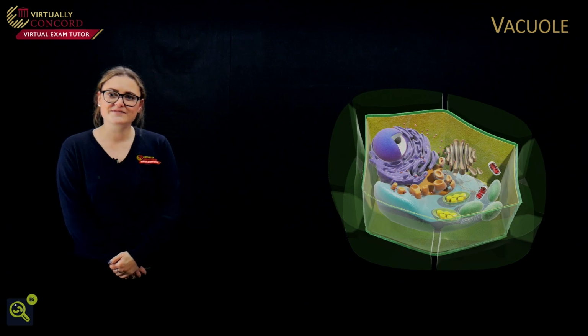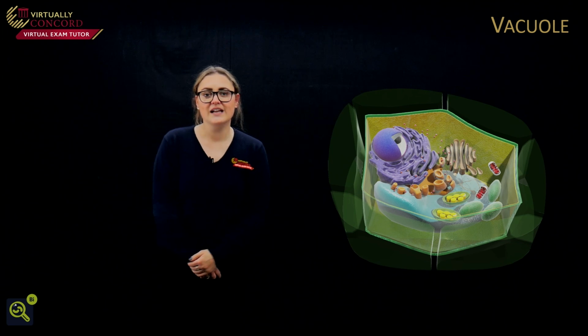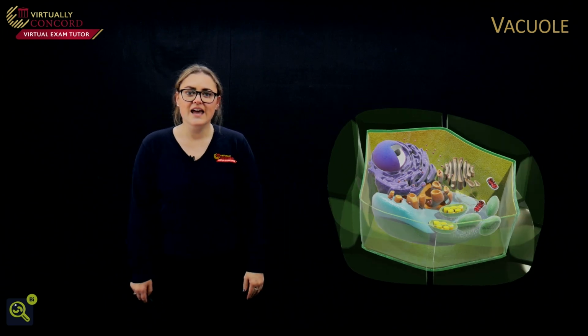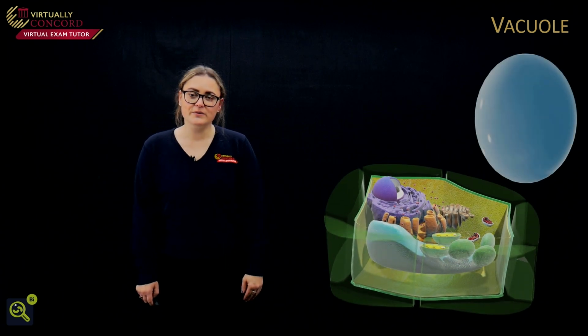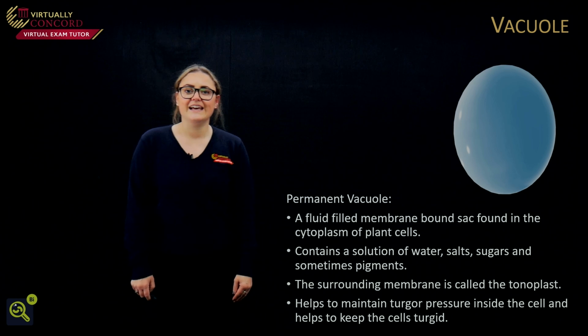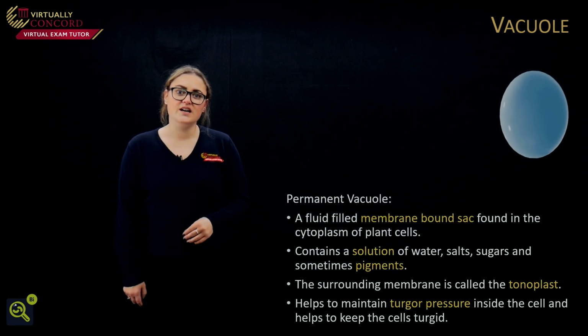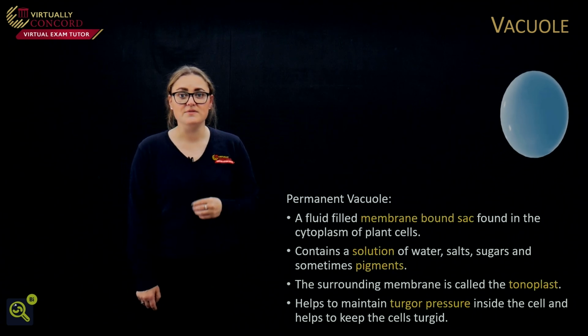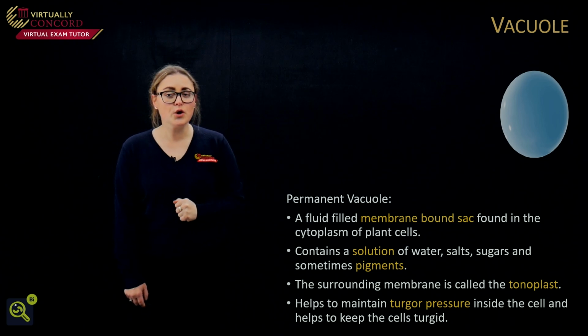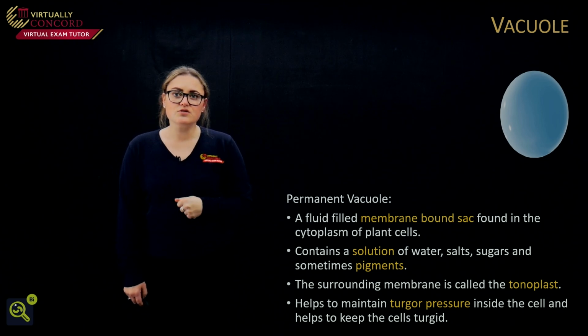Another organelle that you can find in a plant cell is a vacuole, and it's represented here by this blue section at the bottom of your plant cell. A vacuole is basically just a fluid-filled sac, and it's found in the cytoplasm of plant cells. It contains a solution of water, salts, sugars, and sometimes pigments, and it's got a membrane around the outside called a tonoplast.